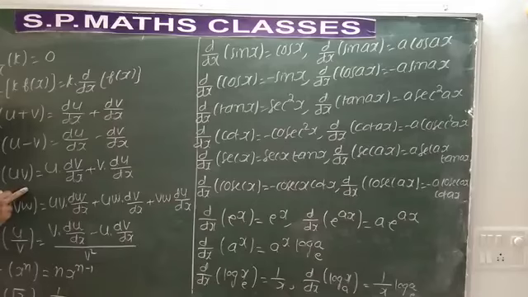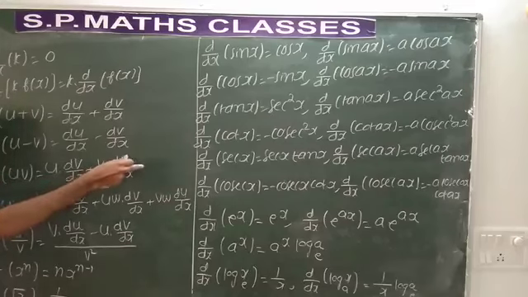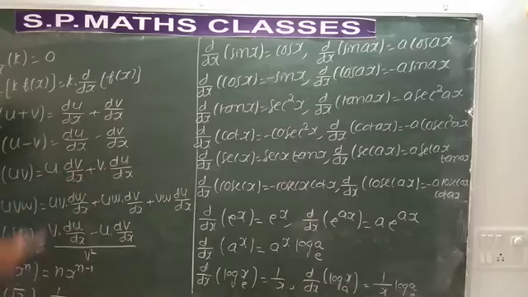Derivative of uv, very, very important. It is called the product rule or Leibniz rule. First function into derivative of second plus second function into derivative of first. That is u into dv by dx plus v into du by dx, or uv dash plus v into u dash. Derivative of a product of three functions is uv into derivative of w, plus uw into derivative of v, plus vw into derivative of u. Each function you have to differentiate once, keeping the other two outside.